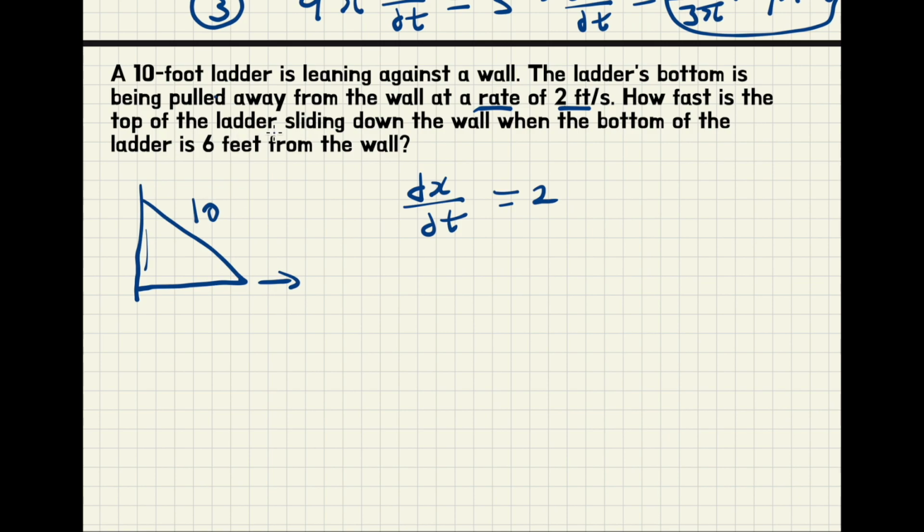How fast is the top of the ladder sliding down the wall? This is the y-axis, right? So we're finding the rate at which the top of the ladder is sliding down the wall. That's what we're looking for, when the bottom of the ladder is 6 feet from the wall. So this value is 6 feet, right?